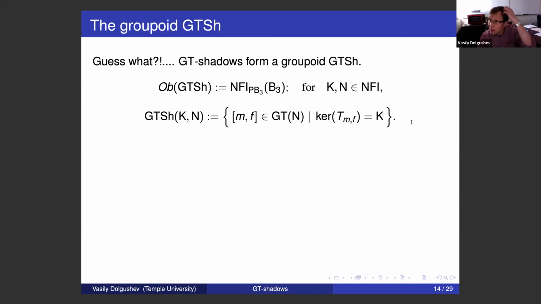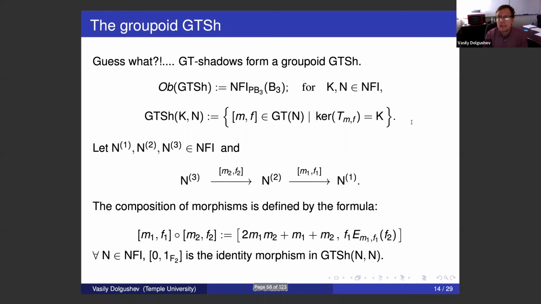Of course, if you look at this definition, you think, wait a minute, how can we even compose such morphisms? Well, here's an explicit formula. Let's say that you have a triple of objects, and a morphism from here to here, and then another morphism from here to here. Then to compose them, I choose representatives. M1, M2 are integers, and then F1, F2 are elements of F2 representing cosets. And then I write this expression.